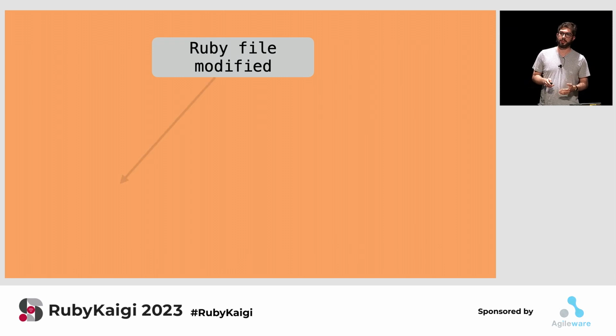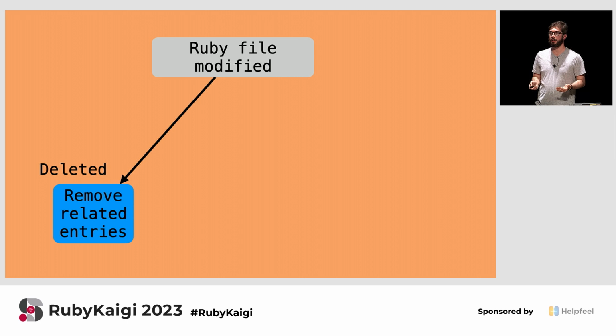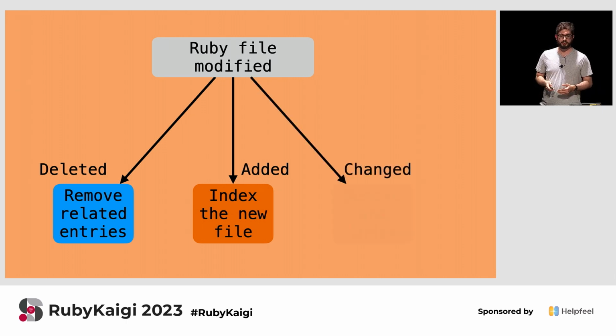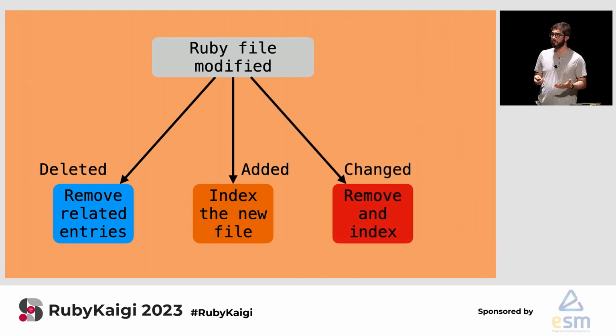If the file was deleted, we want to remove any related entries from the index for that file path. If a new file was added, that file may contain new classes that we don't know about, so we have to index that new file. And if an existing file was changed, we don't know if the user is deleting classes or adding new classes, so we have to update the information in the index, remove the stale information, and index the file again to get the most up-to-date information.